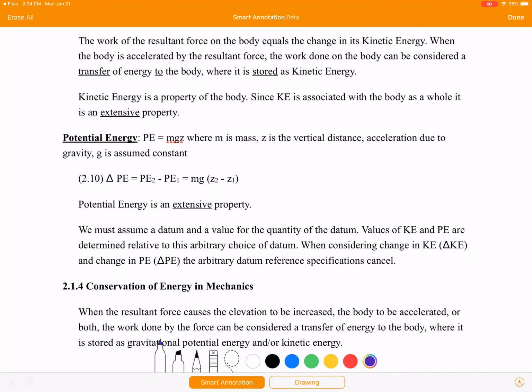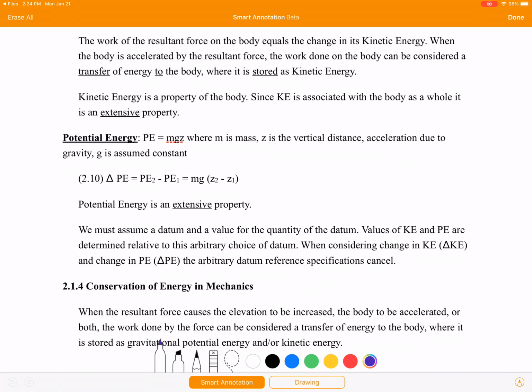Potential energy is also an extensive property, and we must assume a datum and a value for the quantity of the datum. Values of kinetic energy and potential energy are determined relative to this choice of datum. So when we consider change in kinetic energy, delta KE, and change in potential energy, delta PE, the arbitrary datum reference specification is canceled.